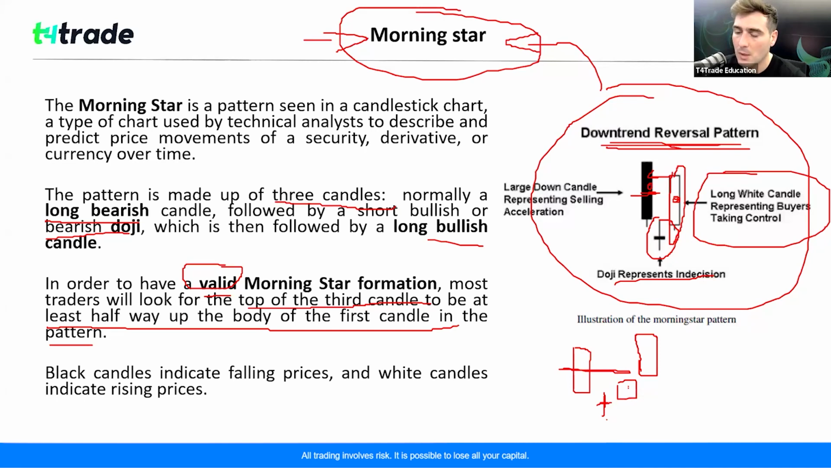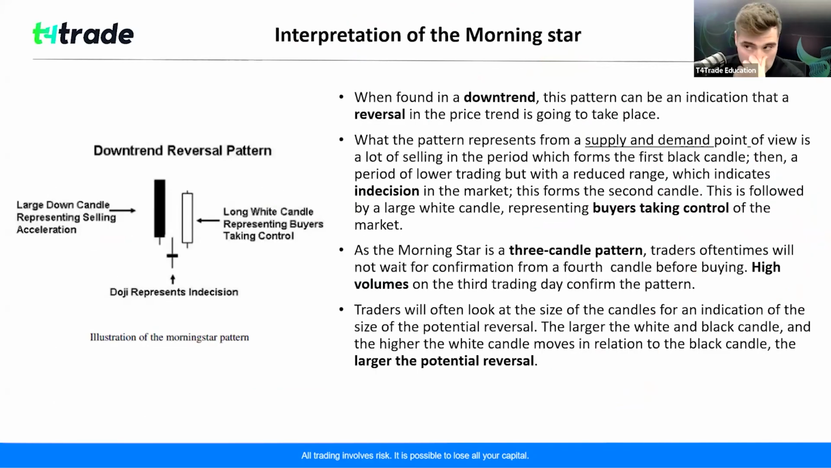As a side note, black candles indicate falling prices, while white candles indicate rising prices, obviously. So, interpretation. What information does it tell us? Let's create this story in order for you to remember how this whole thing comes together and why it tells you what it tells you. Why is it important? When found in a downtrend, this pattern can be an indication that a reversal in the price trend is going to take place.